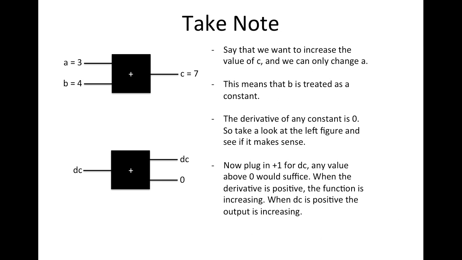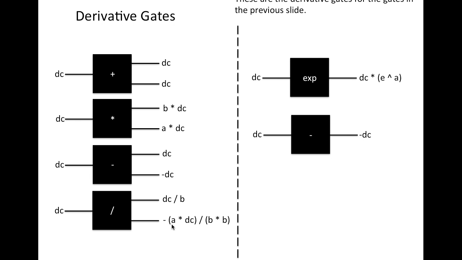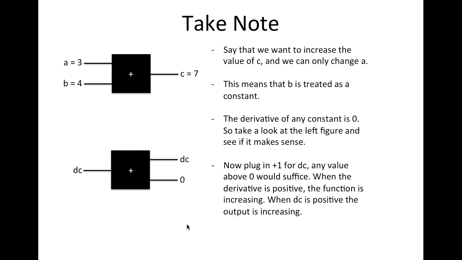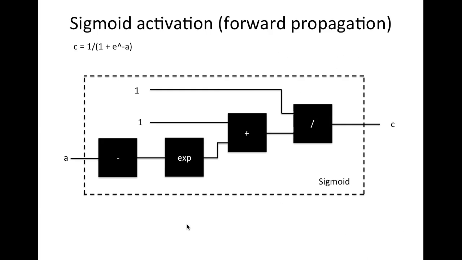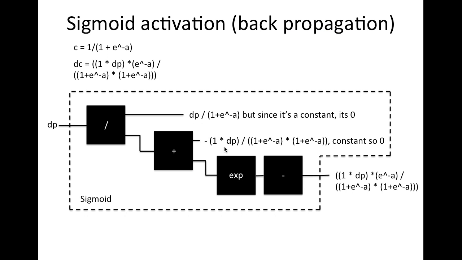What's the derivative of that particular location? You can see it's negative a times dc over b times b. We've already defined b as 1 plus e to the negative a. What is a? We've already defined a as well. It's 1, so 1 over 1 plus e to the negative a. That's essentially our output right there, and you can see that's the same sort of format that this derivative follows. A is 1, b is here, and that's our division block. Take a look at slide 2, and that should make sense for this addition block.